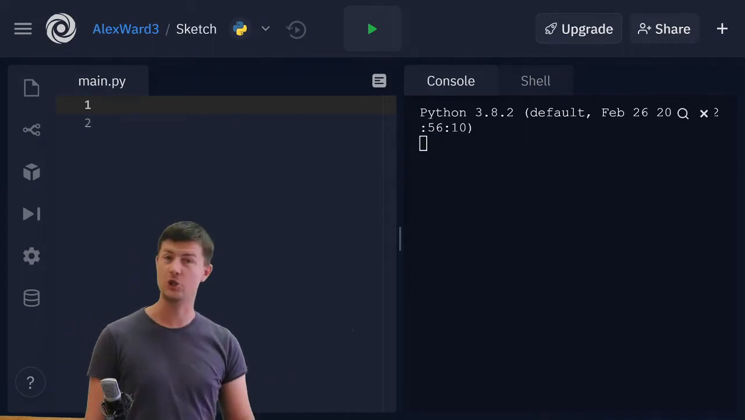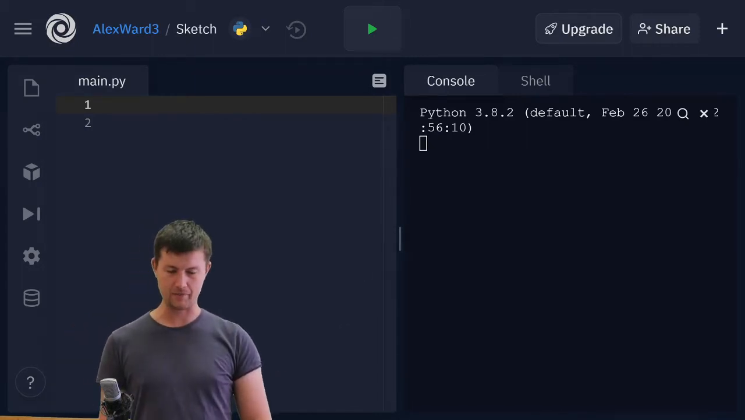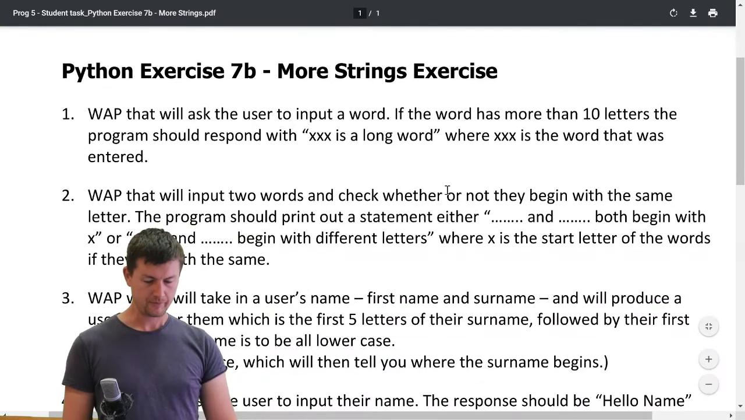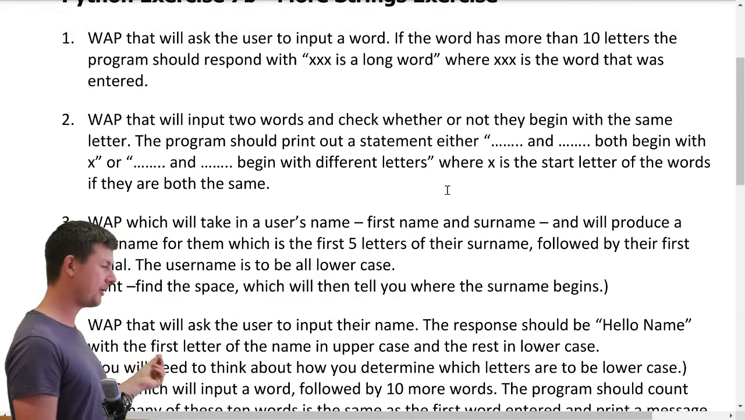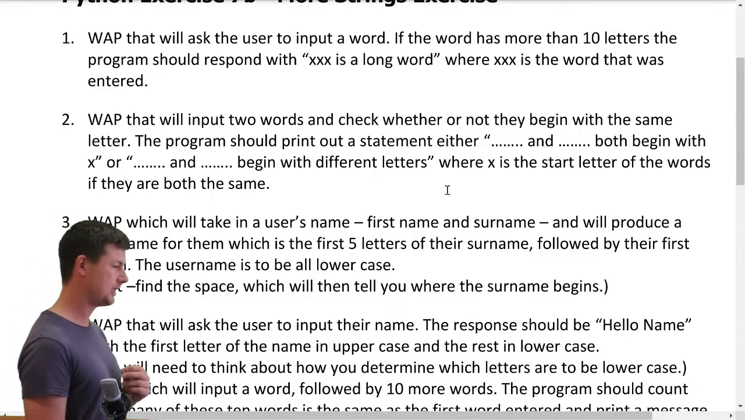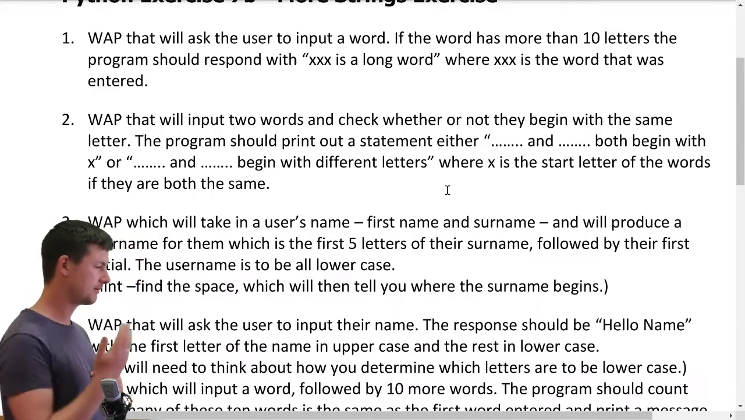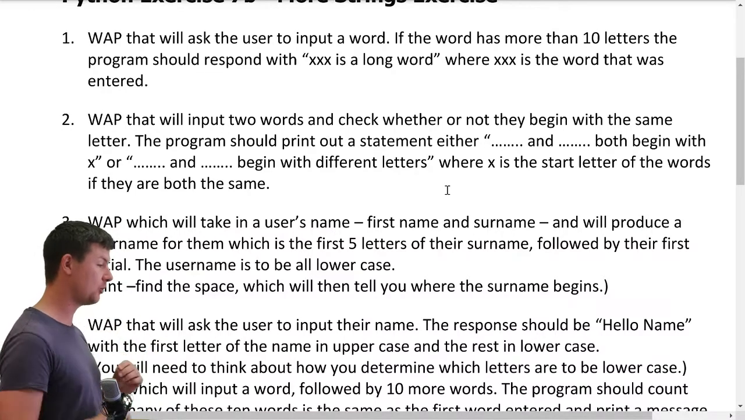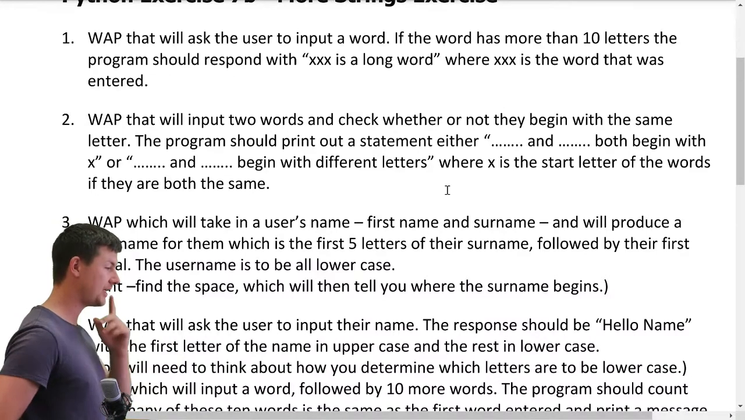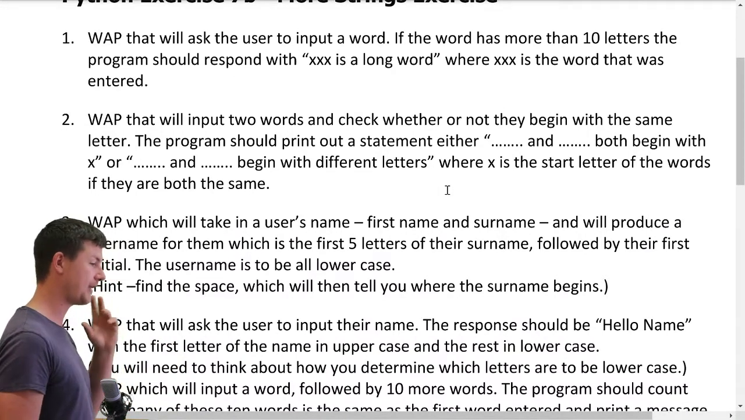Right, question 2 in 7b. Let's take a look at it. Write a program that will input 2 words and check whether or not they begin with the same letter. The program should print out a statement: first word and second word both begin with X, or first word and second word begin with different letters, where X is the start letter of both words if they are the same.